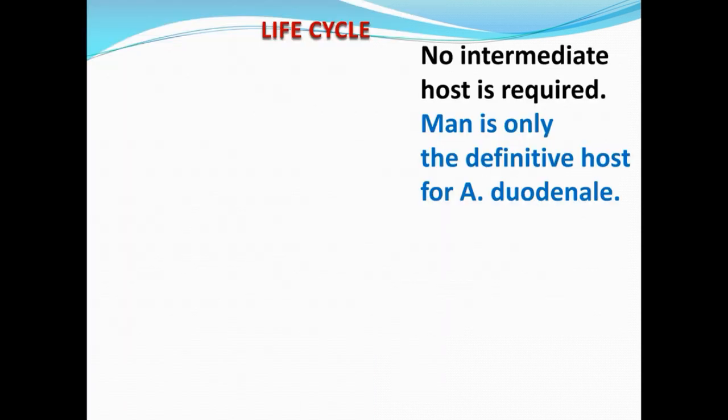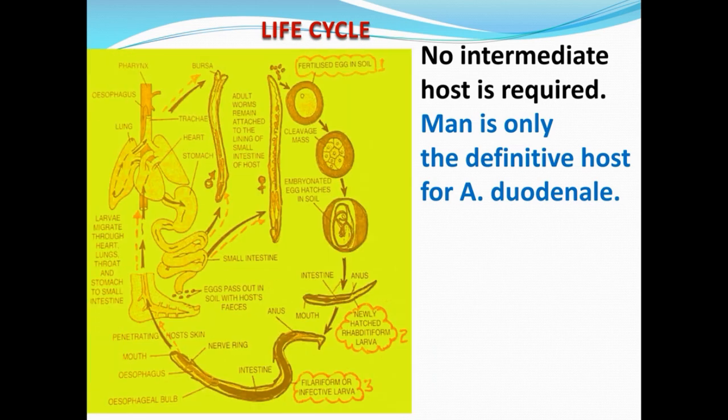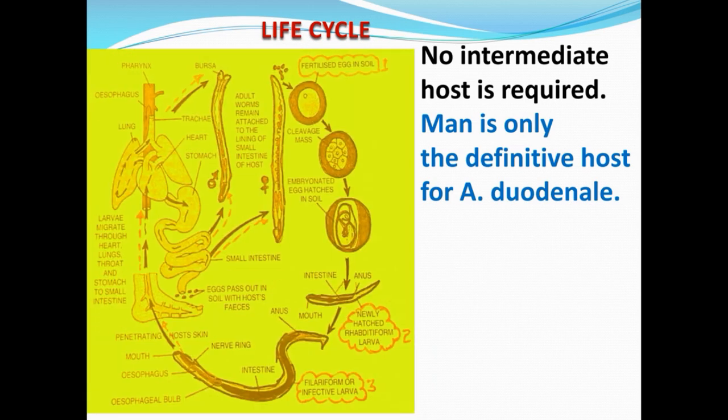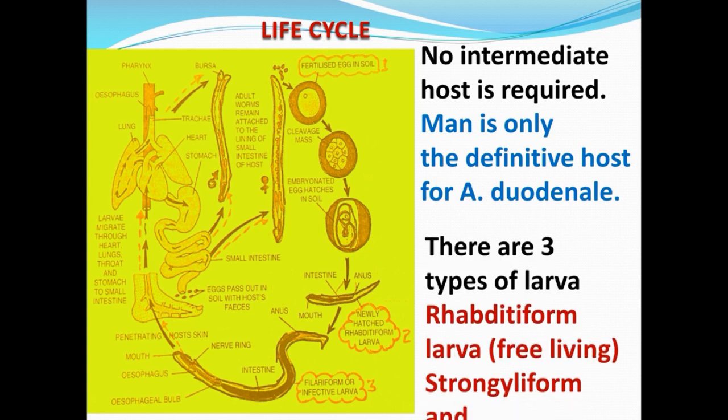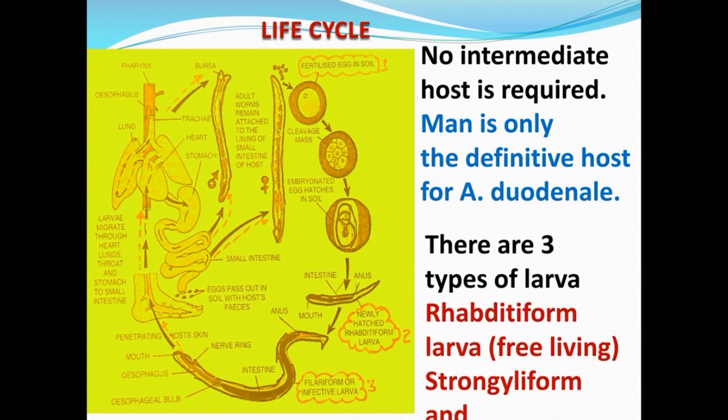Life cycle. There is no intermediate host. Man is the only definitive host for Ancylostoma duodenale. There are 3 types of larva: rhabditiform larva, which is free-living, strongyliform larva, and filariform larva. You can see in the life cycle that it is transmitted from the soil to the human being and from the human being to the soil.